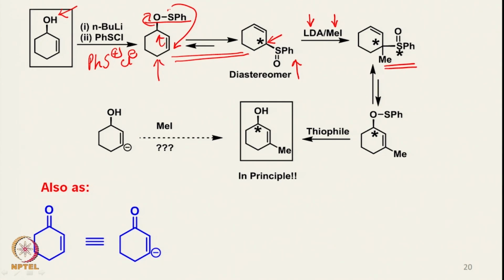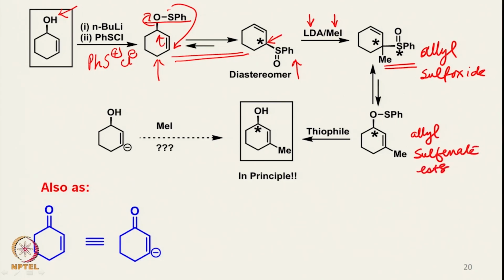sulfoxide which is substituted with a methyl group adjacent to the sulfoxide center. Again this will be in equilibrium. This is allyl sulfoxide, and this is allyl sulfenate ester. Again this equilibrium will be more in this favor rather than in this favor, but when the thiophile is added to it, the cleavage of the oxygen-sulfur bond takes place and you get this particular allyl alcohol.